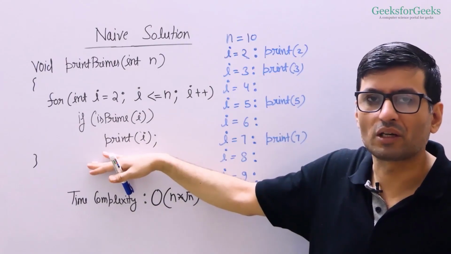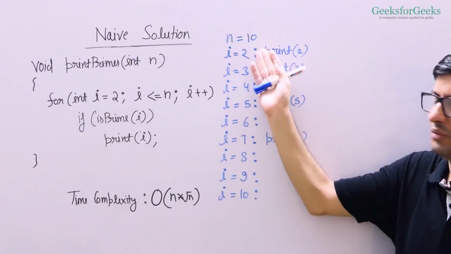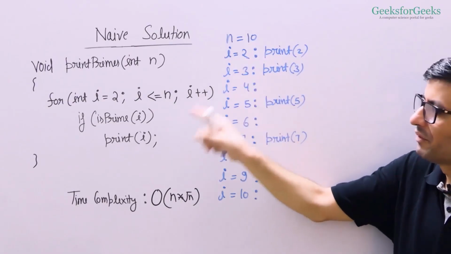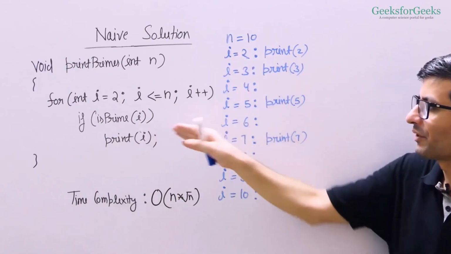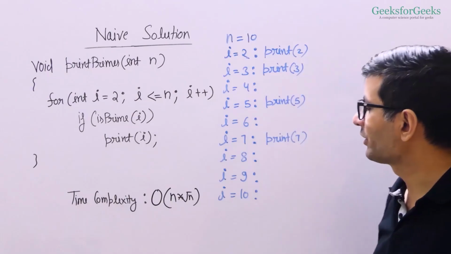replace it with System.out.print. So what we do here, for example, if n is 10, we'll run a loop from 2 to 10, and every number which is prime will be printed because we are calling isPrime for every number, and if the number is prime, we print it. So we'll get 2, 3, 5, 7 on the screen.